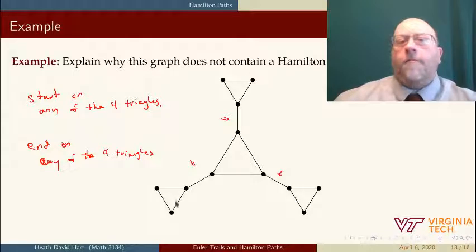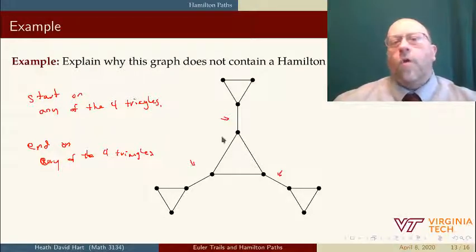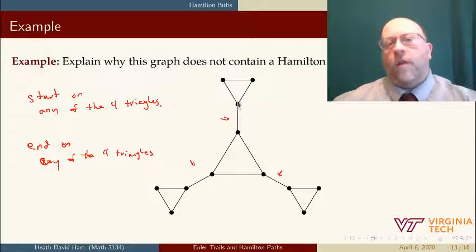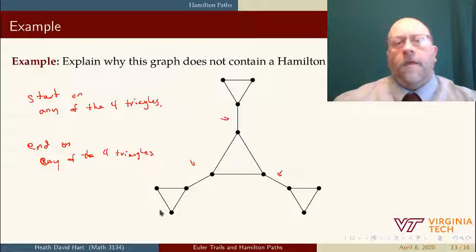And it's possible to go through the middle triangle and across to another one. But it's not possible to hit all three of these triangles on the outside. Because once you go into a triangle along this edge, you can't come back along this edge because you would have to repeat these vertices. And we're not allowed to repeat vertices. Let me show you what I mean.